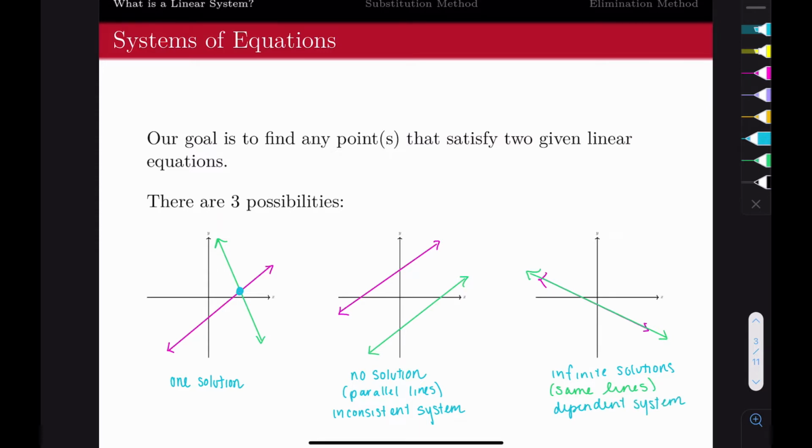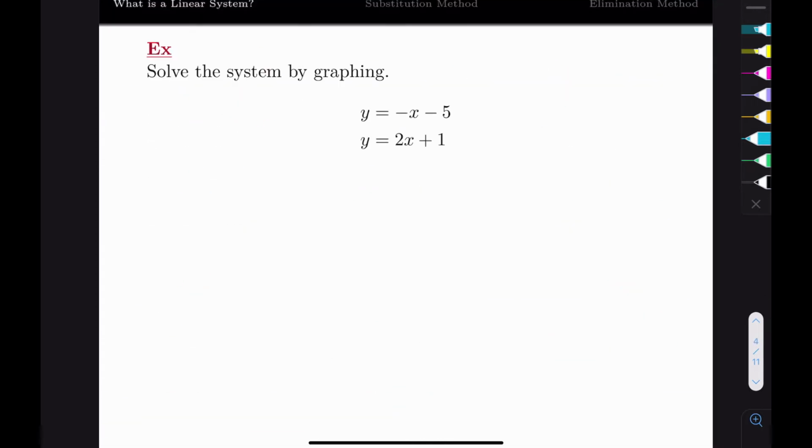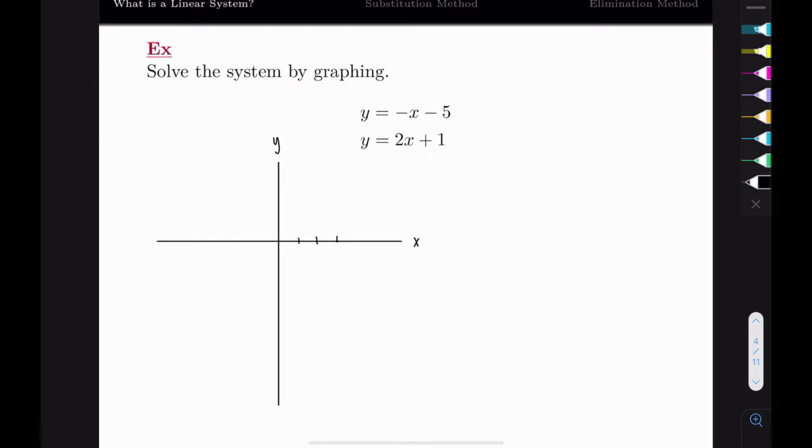Okay. So before we start out with our two methods, let's do an example just to kind of familiarize ourselves and refresh on our graphing skills. We're going to solve the system by graphing. And so both of these are just two lines that are written in slope-intercept form. We can graph them. But the problem is graphing is not going to be very good for us, especially if we have a case where you have like decimals or fractions as your answer. So we can graph by hand, okay, but it's not going to be perfect.